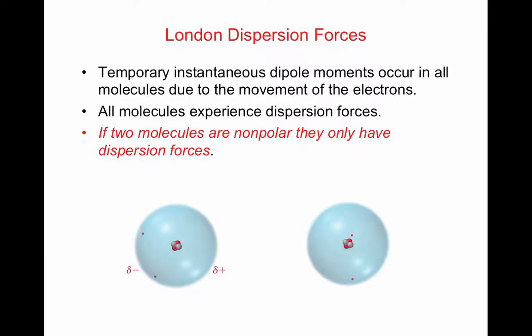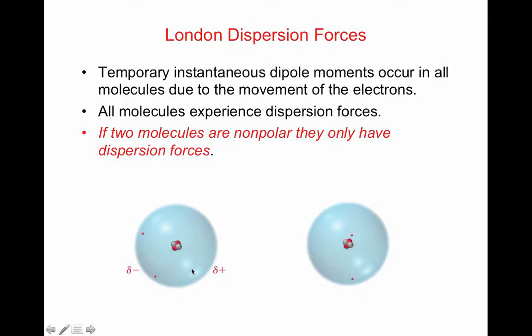So London dispersion forces are the result of temporary instantaneous dipole moments. And these occur when the electrons are moving around in the electron cloud. So if I use the helium atom as an example, helium consists of a +2 nucleus, and then it's got 2 electrons. And if the 2 electrons happen to find themselves on the same side of the atom, that side will become partially negative temporarily, and the other side will become partially positive, also temporarily.